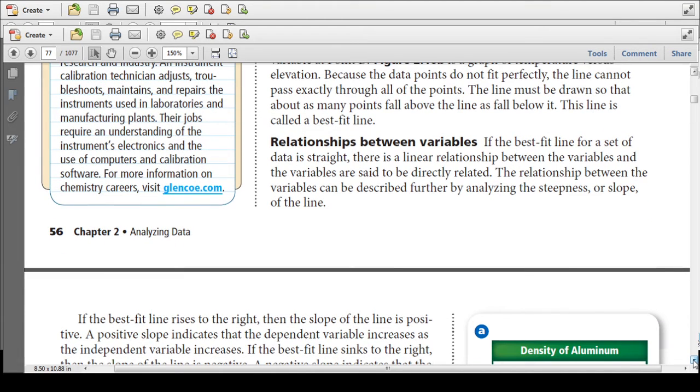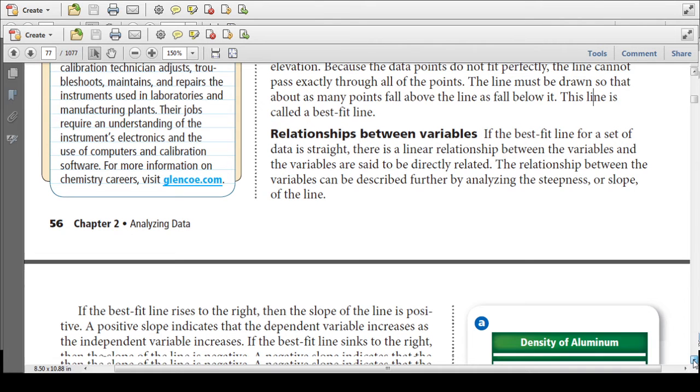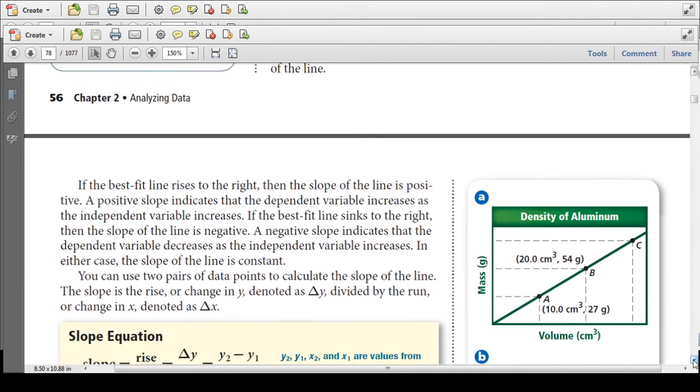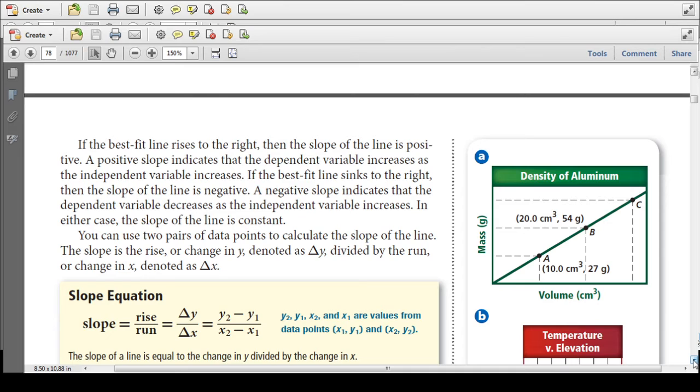If the best fit line for a set of data is straight, there is a linear relationship between the variables, and the variables are said to have a direct relationship. The relationship between the variables can be described by analyzing the steepness, or the slope, of the line. If the best fit line rises to the right, then the slope of the line is positive. A positive slope indicates that the dependent variable increases as the independent variable increases.